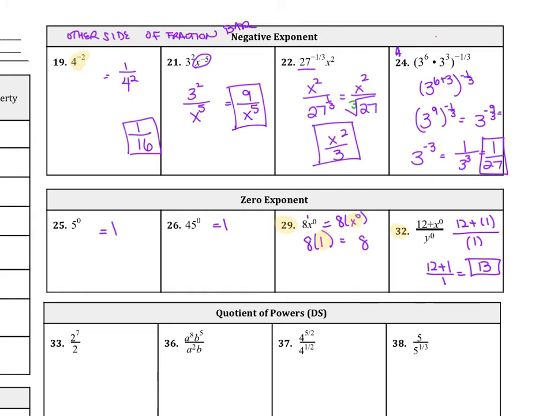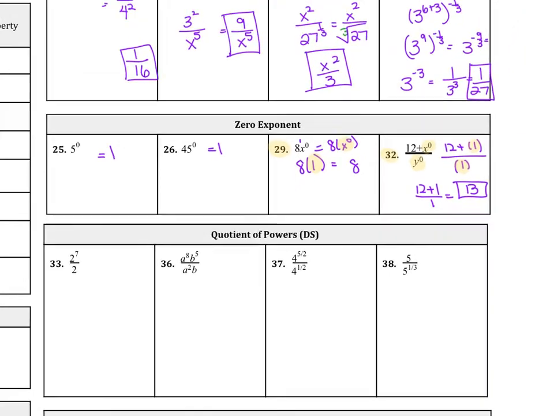Then number 32, that's pretty similar as well. So x to the 0 is 1, and y to the 0 is 1. So you actually have 12 plus 1 over 1. And 12 plus 1 is 13, and we don't need the 1 in the denominator.